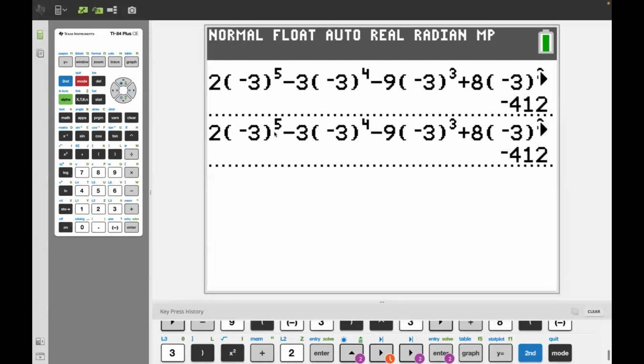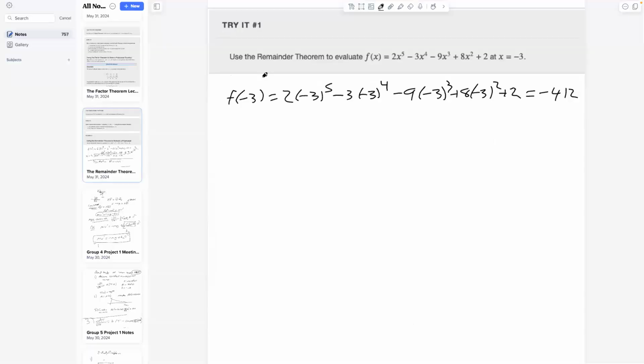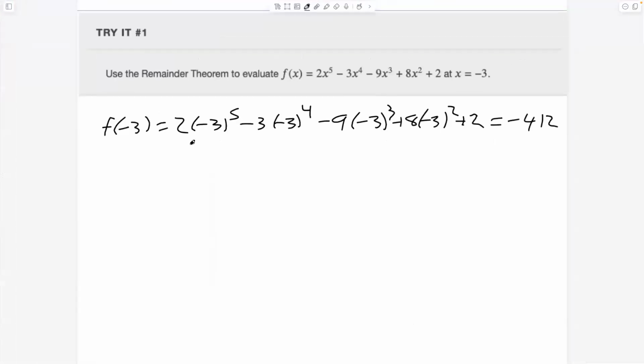Which you can see here. I have plugged -3 into the function. We get -412. Okay, now let's get that same value using synthetic division.